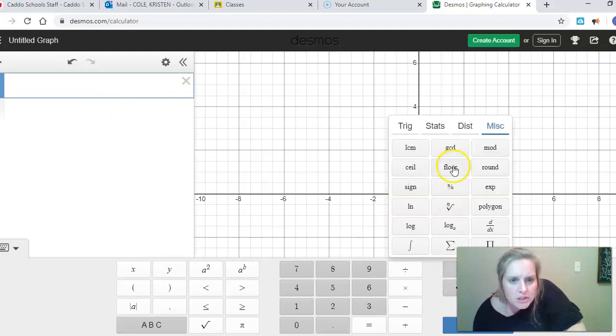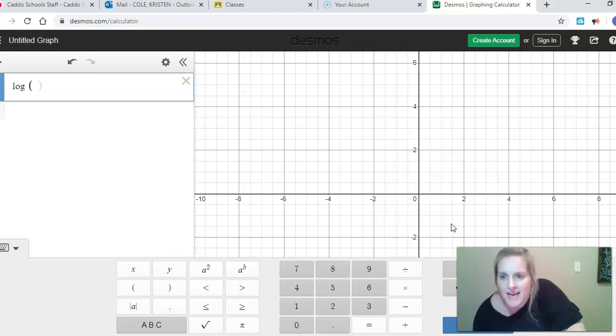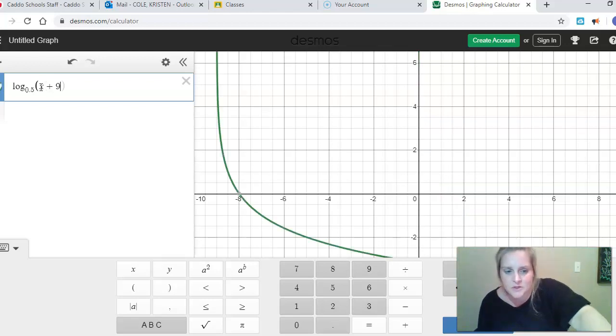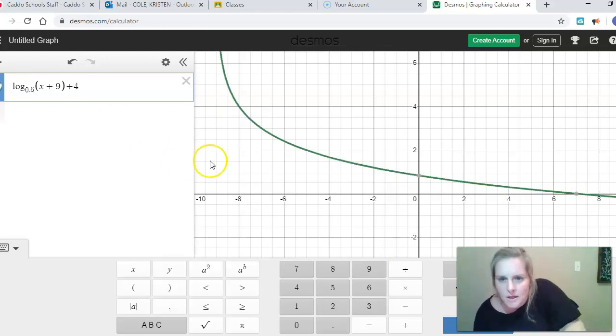Okay, hold on. Type this back in. Functions, log with a base. We're going to put 0.5. Yes, you will work. Make it a fraction. Okay, and then x plus 9. Scroll out of that, and then that is going to be plus 4. Ta-da! Then you can see it's crossing the x-axis at 7, 0.